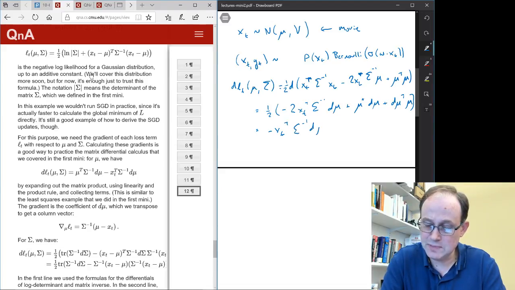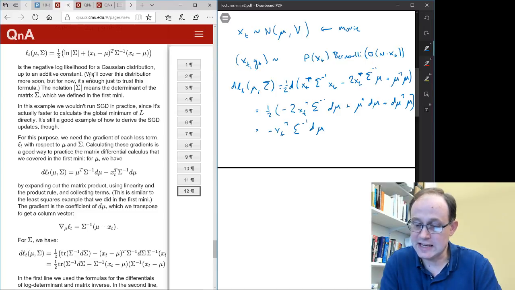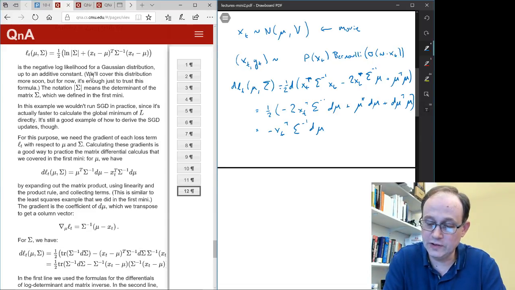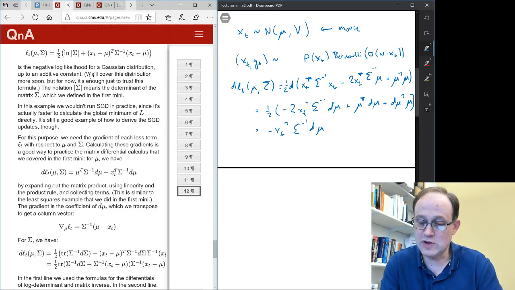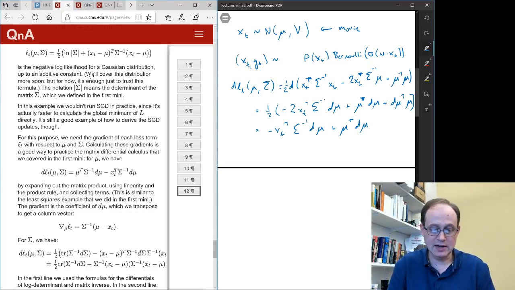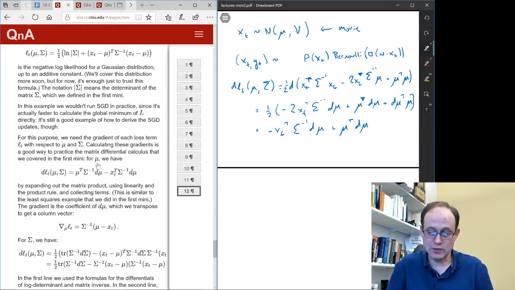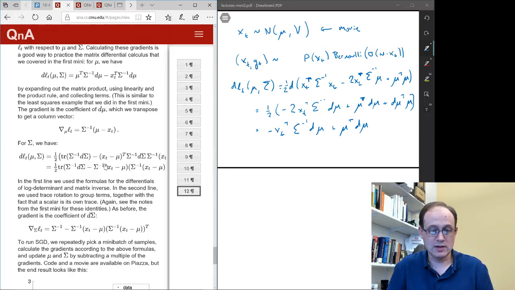And then again, a scalar is its own transpose, right? So both of these terms, mu transpose sigma inverse d mu and d mu transpose sigma inverse mu, are both scalars, and so they're actually equal to each other. So there's 2 of them, the 2 cancels with the half, and so we'll get plus mu transpose sigma inverse d mu. All right, and that is equivalent to what I just wrote here in the notes.